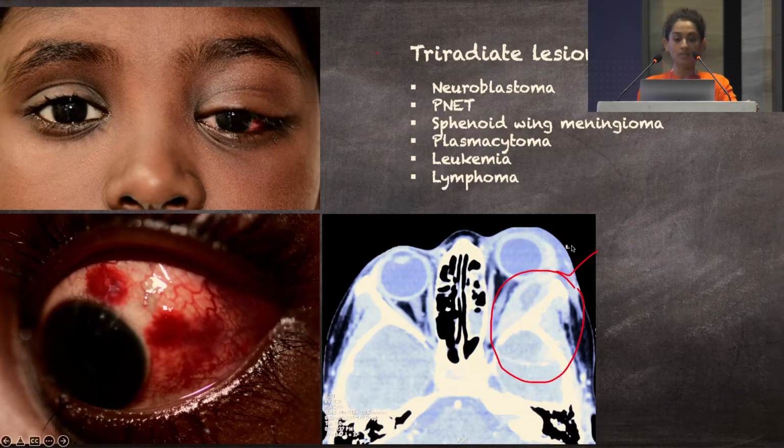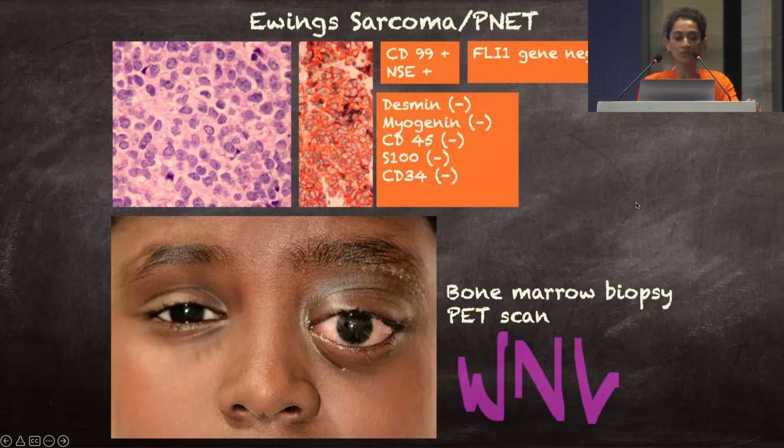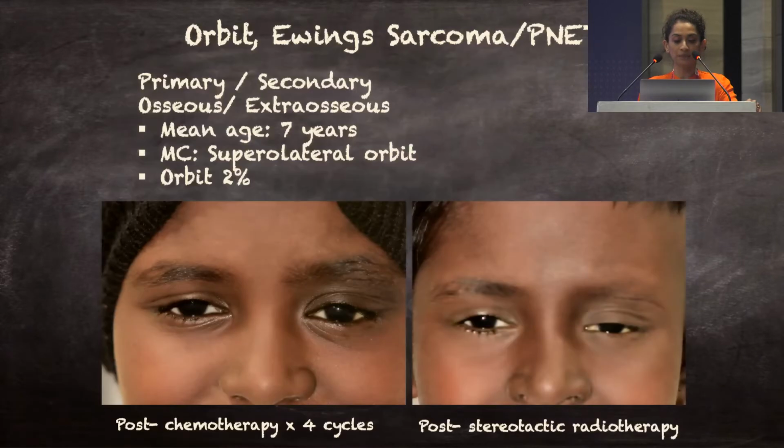As far as neoplasia is concerned: neuroblastoma, PNET, sphenoid wing meningioma in adults, plasmacytoma in adults, leukemia in children, or even lymphoma. So we went ahead doing an incision biopsy, and it came out to be an Ewing sarcoma, PNET, in this child. Luckily, systemic involvement was not there after bone marrow biopsy and PET scan. She underwent a multimodal treatment with chemotherapy and radiotherapy, and she's probably doing well.